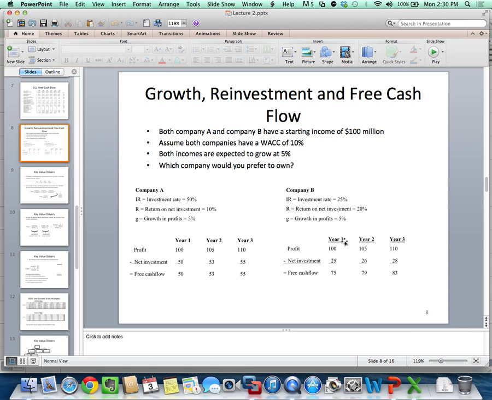Matter of fact, I could have made it even more obvious. What if B invested $50 million rather than $25 million? So A and B invest the same. What would happen? B would have much bigger growth because their profits would be growing at a faster rate. As a matter of fact, if they put in the same investment rate, 50%, times the ROIC of 20%, 20% of 50%, they would be growing at 10% a year. So they would have higher growth.